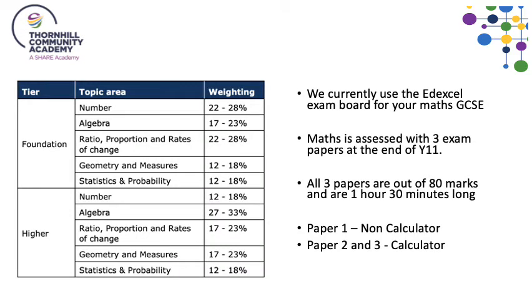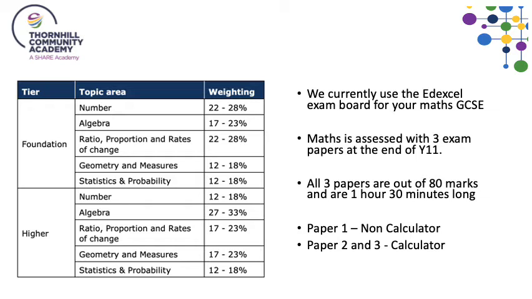So here is a table that is actually from your exam board specification document, and it shows the two tiers of entry for foundation and higher, and it gives you the weighting of each topic within that tier. Okay, so if I just look at foundation, for example, you can see that the weighting for number and ratio is the highest, with algebra coming in second place, and then geometry and statistics, okay? And those weightings are across 3 papers, which I'll talk about in a second.